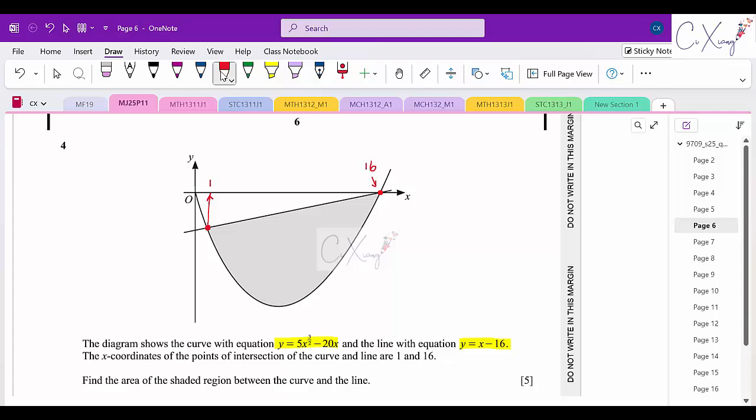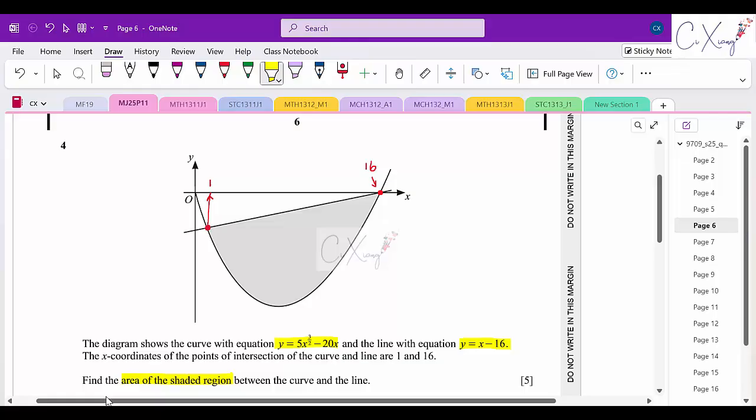Now what they want us to find is the area of the shaded region between the curve and the line. Area of the shaded region. Alright, so let's start. To find the area below any graph, we have to apply integration. This question is particularly about integration to get the area.